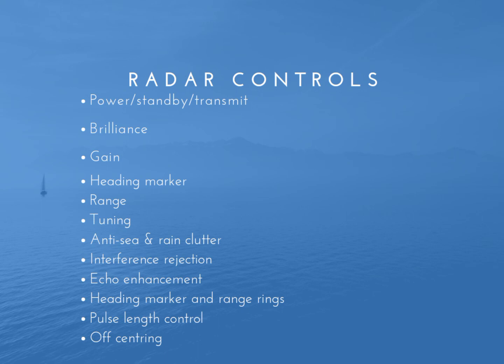And then the second to last is the pulse length control. The pulse length is normally selected automatically with the range scale on most sets. However, in the mid-range, 6 mile to 48 mile on a 72 mile radar, it's possible to manually select the pulse length, which will have a significant effect on the radar performance.